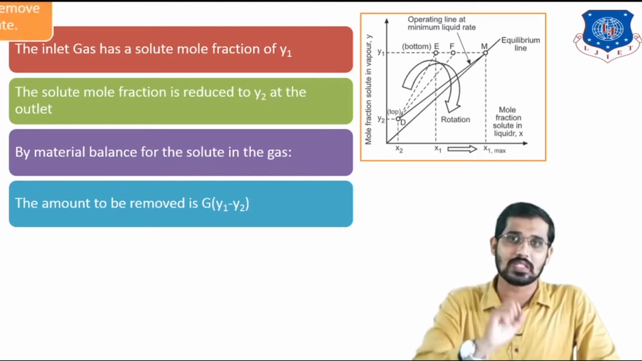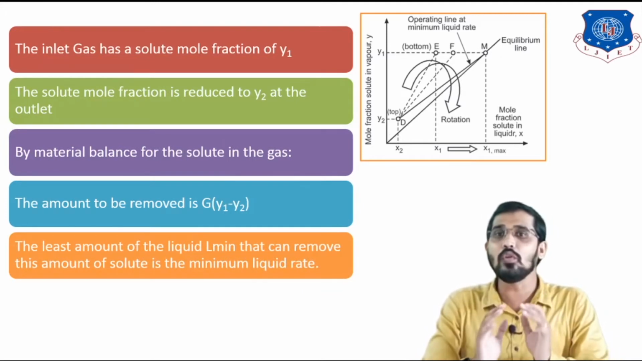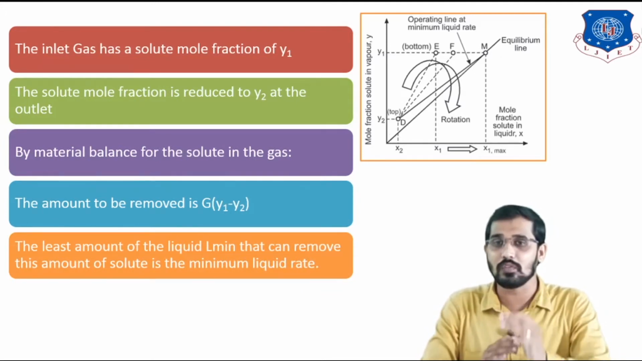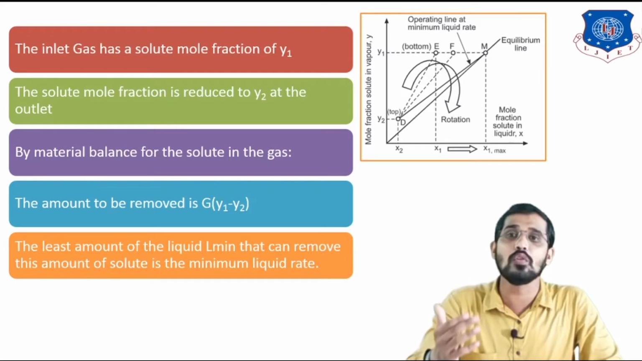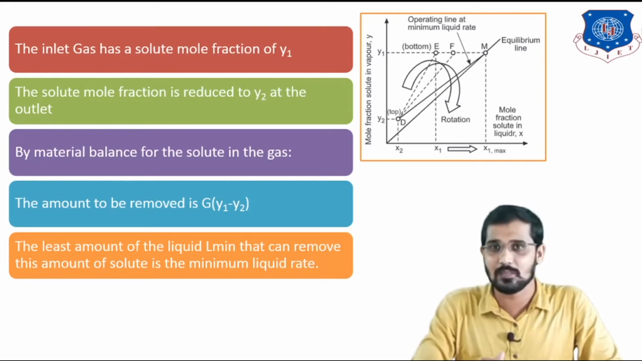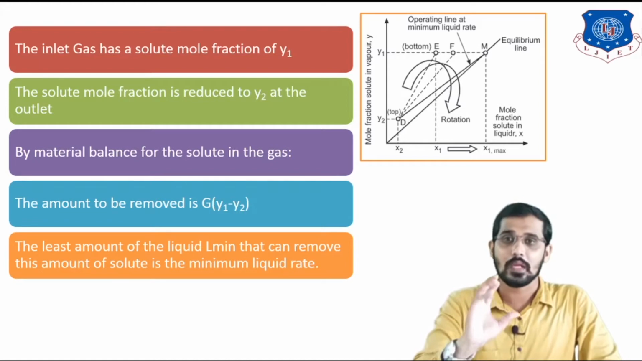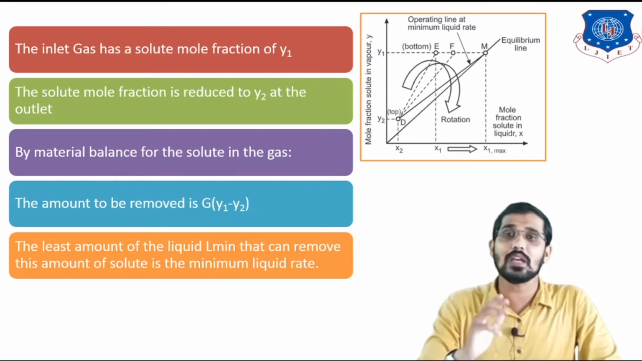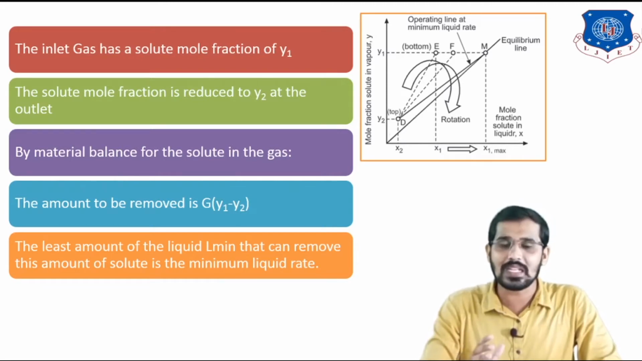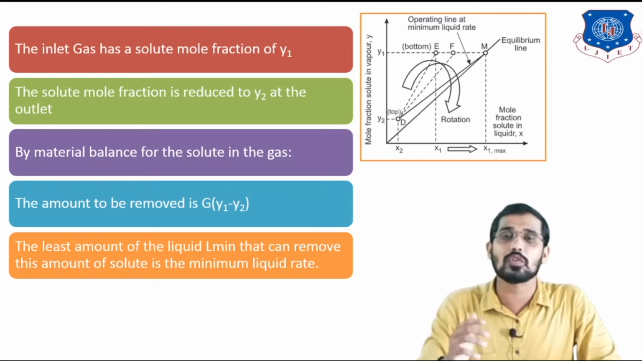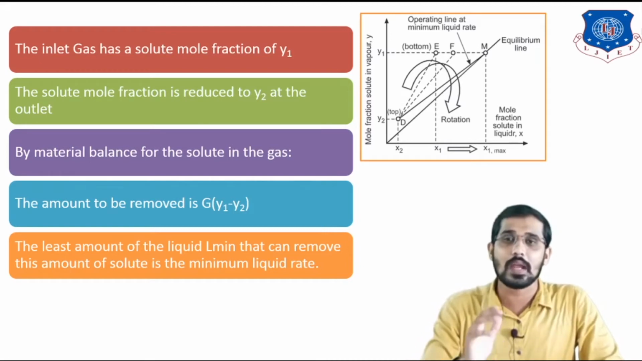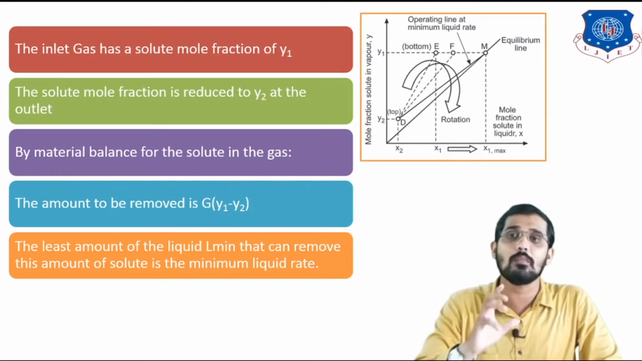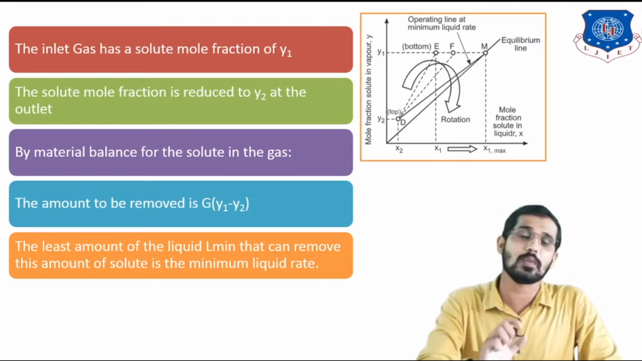So how to remove it, you can see here. The least liquid flow rate can remove the maximum amount of the component from the gaseous mixture. I told you the effect of the liquid flow rate in gas absorption. Whenever we are using the minimum liquid flow rate, in that case we can remove the maximum amount of the solute from the gaseous mixture. But if we increase the flow rate of the liquid, at that moment we cannot remove the maximum amount of the solute mole fraction from the gaseous mixture.